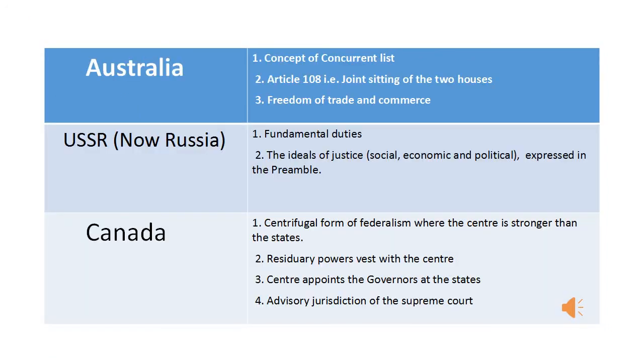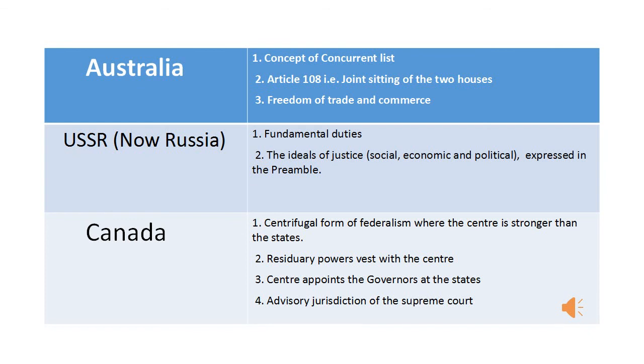So next in line is Australia. From Australia, we have borrowed three concepts. Firstly, the concept of the concurrent list. Secondly, the joint sitting of the two houses, which is inscribed in Article 108. And third, freedom of trade and commerce. Next in line is the USSR, now known as Russia. From Russia, two important concepts were borrowed. Firstly, the fundamental duties, and second, the ideals of justice that were expressed in the preamble.